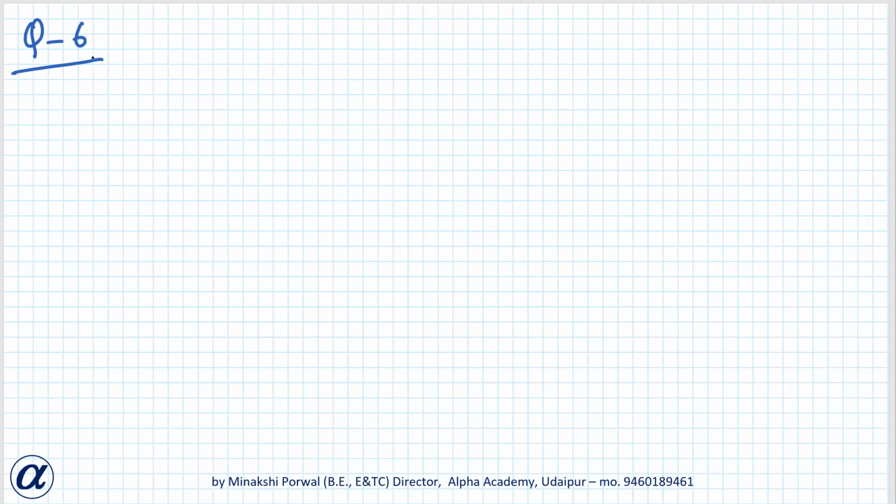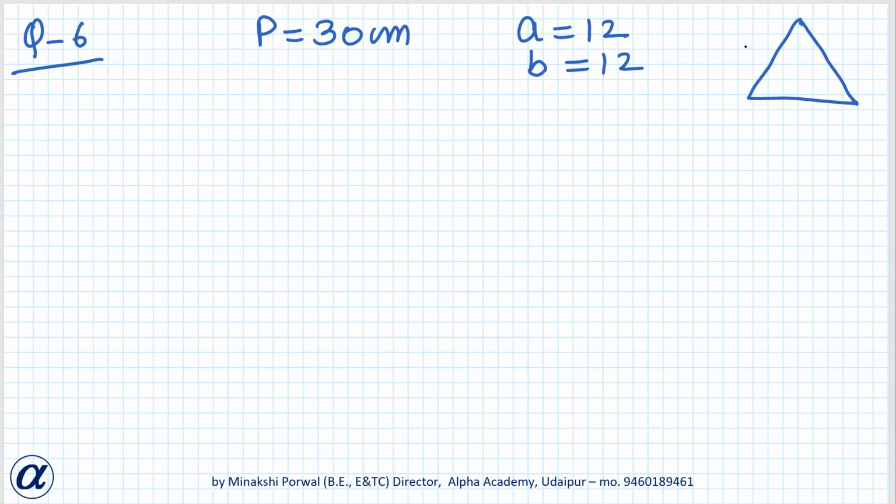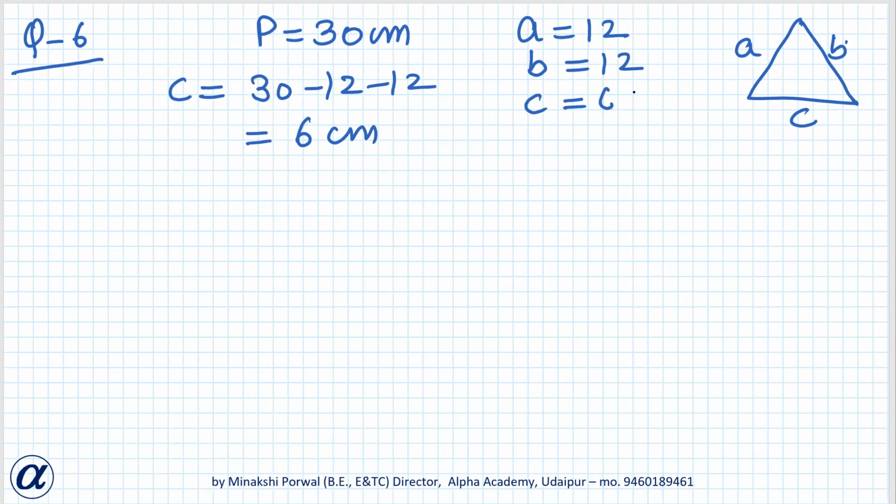Question 6. An isosceles triangle has perimeter 30 centimeter and each of the equal sides is 12 centimeter. So A equals 12, B equals 12. Basically, an isosceles triangle is a triangle in which two sides are equal. Suppose both of these are equal, so A and B are equal, and then C. Perimeter is given, so we can find the third side. Third side will be 30 minus 12 minus 12, which is equal to 6 centimeter. So C is 6 centimeter.